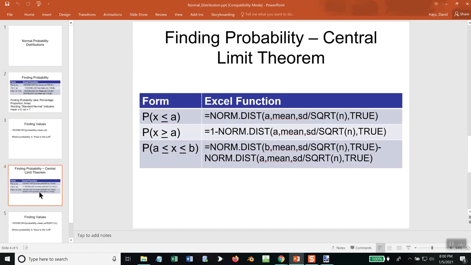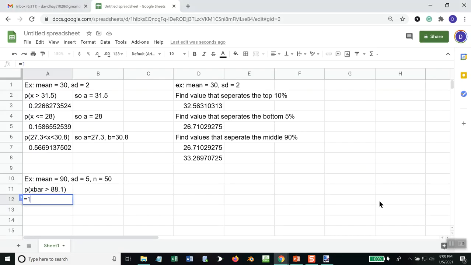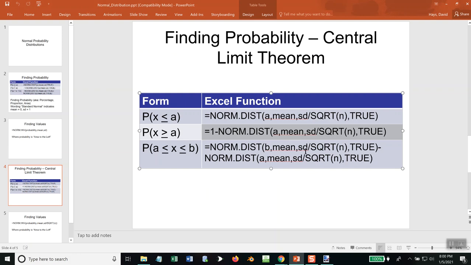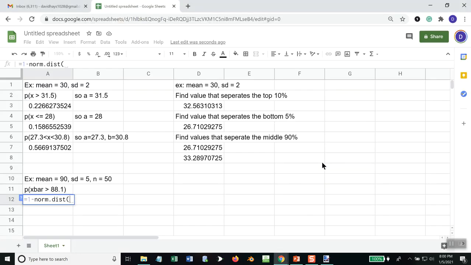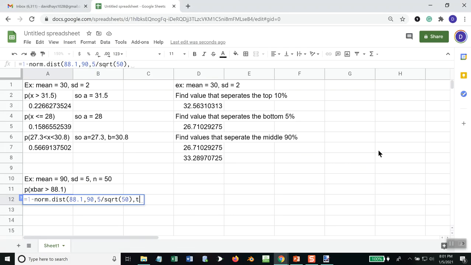Okay. Back to this. This is a greater than. That's this one. So we want to use this formula. Equals 1 minus norm.dist, A was 88.1. That's the number that falls with the inequality. Comma, mean is 90, comma, standard deviation, which is 5, divided by the square root of 50. That is the SD divided by square root of n, and then comma, true. And that'd be our answer.